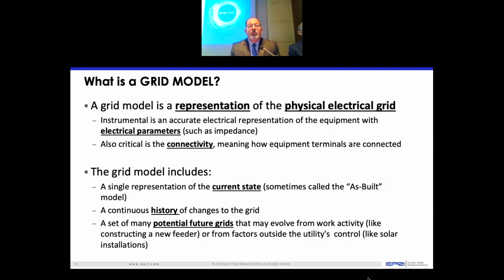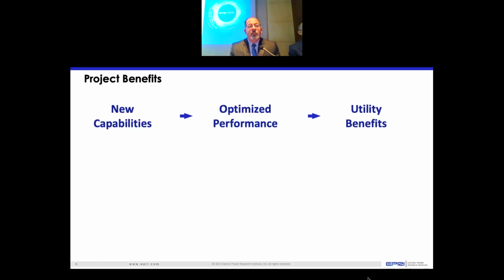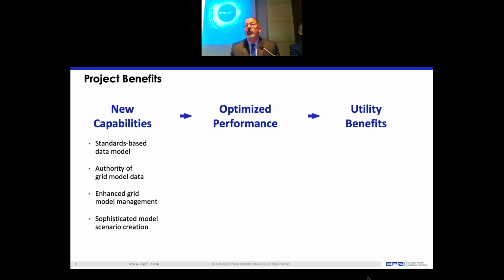So we believe there are many project benefits, lots of new capabilities. A standards-based data model built using the Common Information Model, or SIM, the authority of the grid model data, that is its accuracy, and enhanced grid model management within your functional business practices. It also allows for very sophisticated model scenario creation as the distribution grid and transmission grids get increasingly complex and flows become more dynamic. This will lead to optimized performance, a reduced labor.